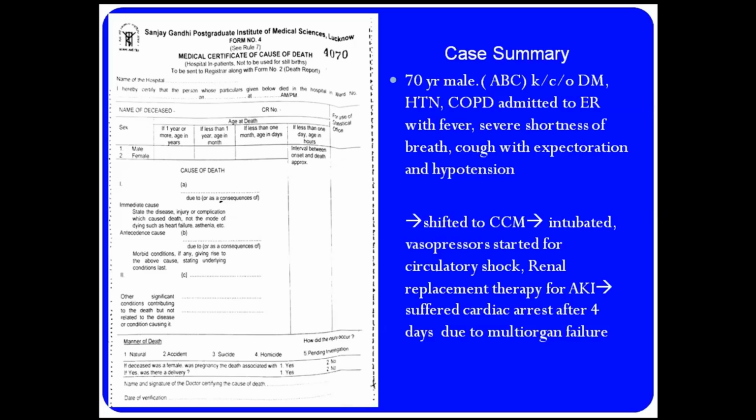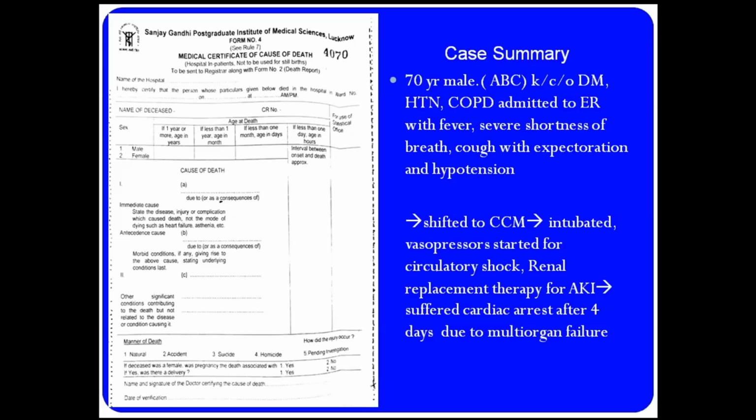So what should we see in this death certificate? Hypertension, diabetes, and COPD. Based on the case summary, what do you think led him to admission to emergency? Was it diabetes, hypertension, or COPD? It looks like COPD. Yes. So diabetes and hypertension are not important for this death certificate. They can come in the significant conditions contributing to the death, the second part of the death certificate.